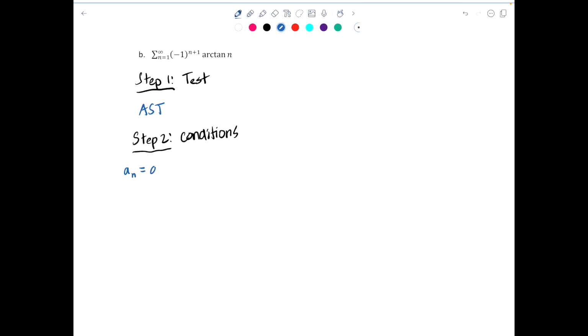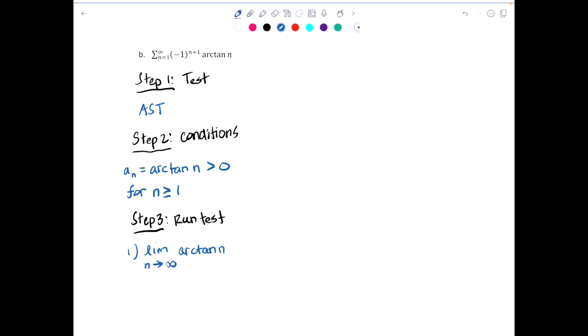A sub n is equal to arctangent of n. Now remember, the arctangent, once you go to the right of 0, then your outputs are all positive. So this is greater than 0 for n greater than or equal to 1. And then step 3, run the test. So, part 1, the limit as n approaches infinity of arctangent of n equals, awesome, pi over 2, which is not equal to 0.